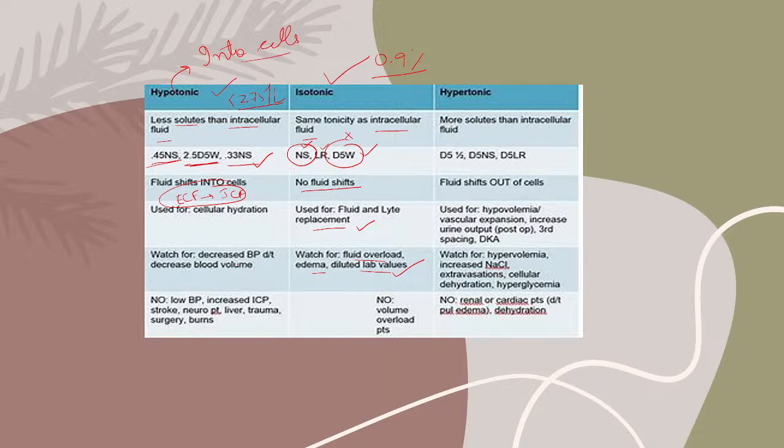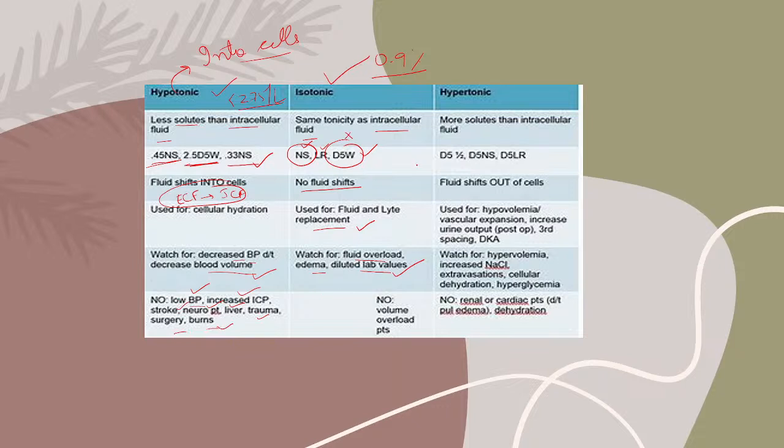Then we need to watch for decreased BP, as the extracellular fluid is going inside the cell, so there would be decreased BP related to decreased blood volume. It should not be given to patients with low BP, because the BP is already low, and if we give hypotonic solutions, the BP would deteriorate as there is fluid shift from the extracellular compartment. We also won't give it in increased ICP, stroke patients, neuro patients, liver disease, trauma, surgery and burns.